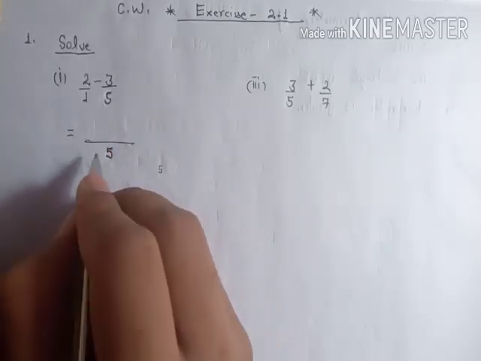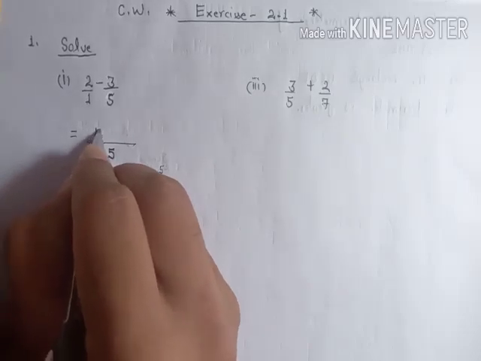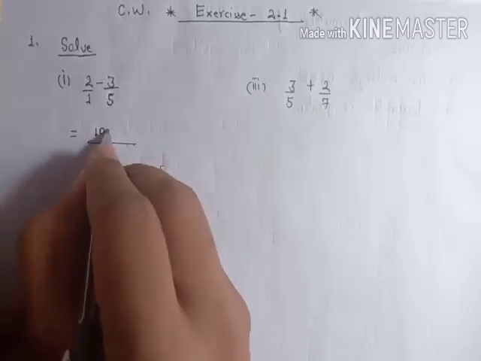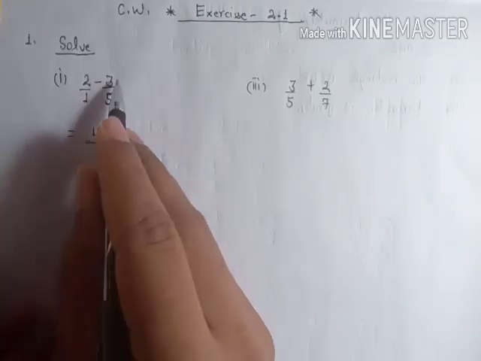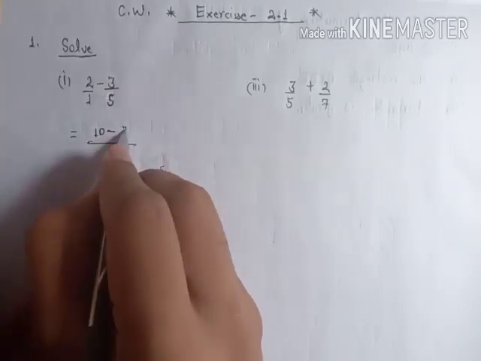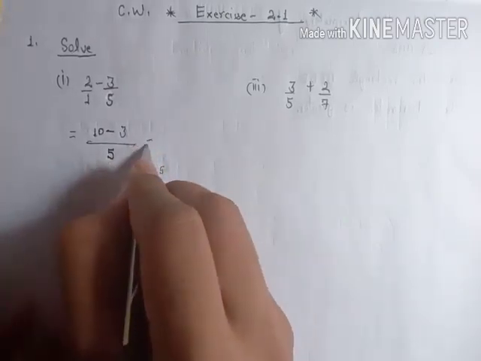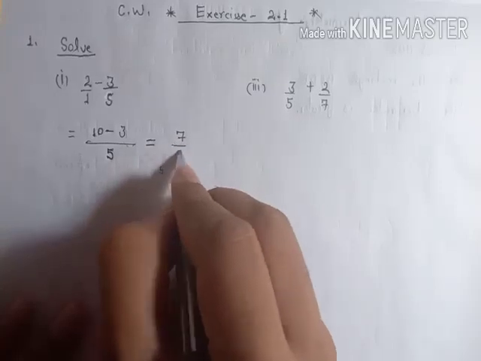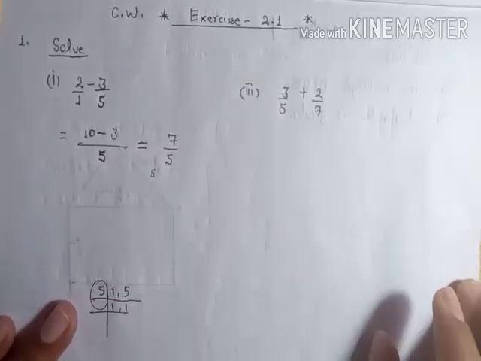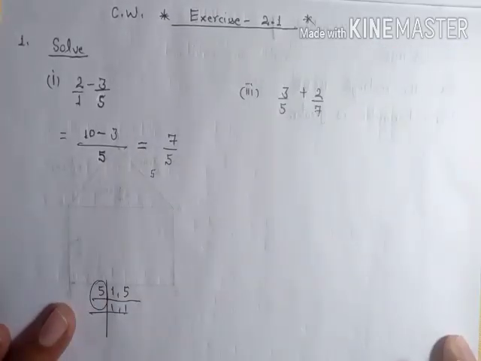Now multiply the numerator by that quotient. 5 2s are 10, and this minus comes here. 5 1s are 5, quotient is 1, multiply this numerator by 1, and that is 3. Now 10 minus 3, count, that is 7. 7 upon 5.